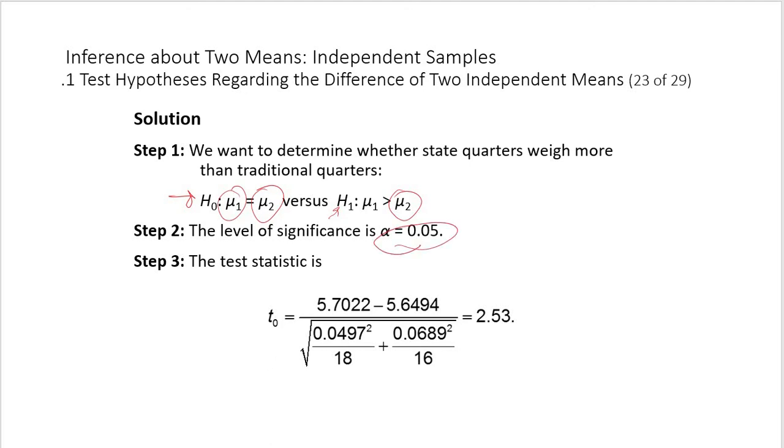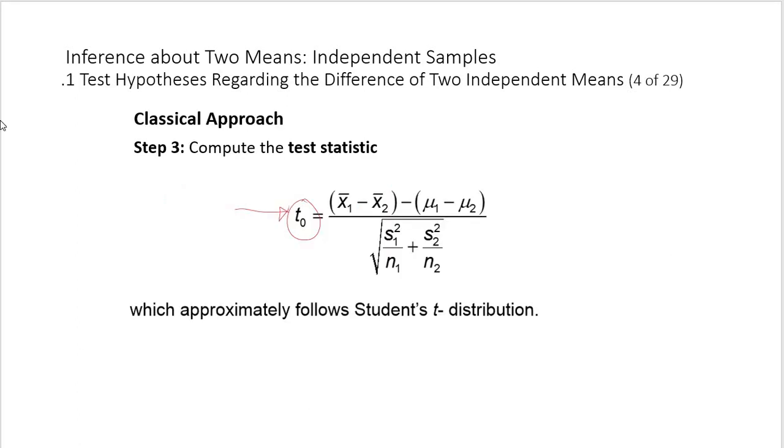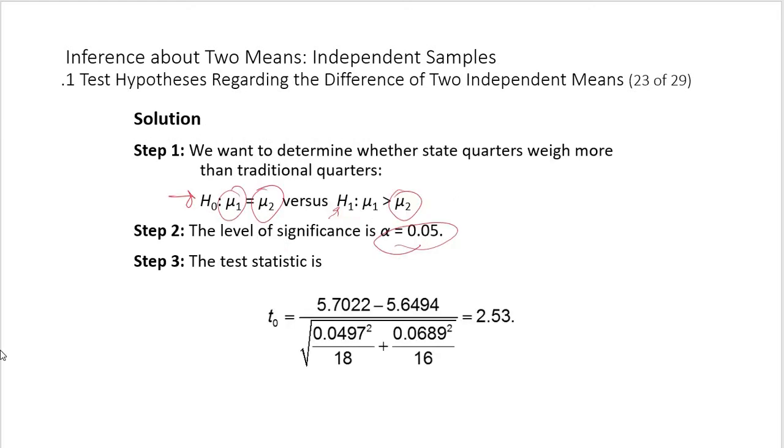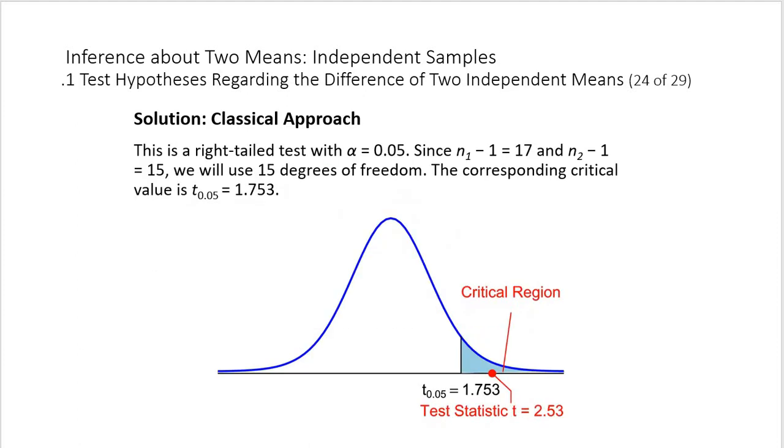T naught is computed using this formula, which is x1 minus x2 minus (mu1 minus mu2) divided by the square root of s1 squared divided by n1 plus s2 squared divided by n2, where s is the sample standard deviation. So we computed T naught using the formula, and we found T naught to be equal to 2.53.